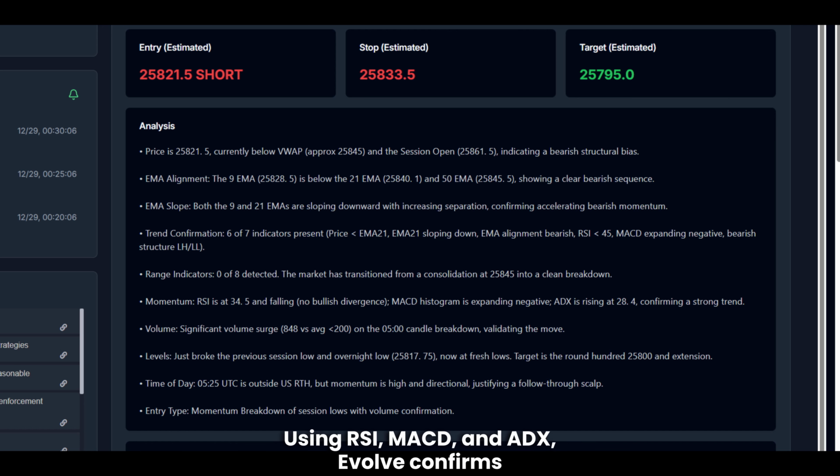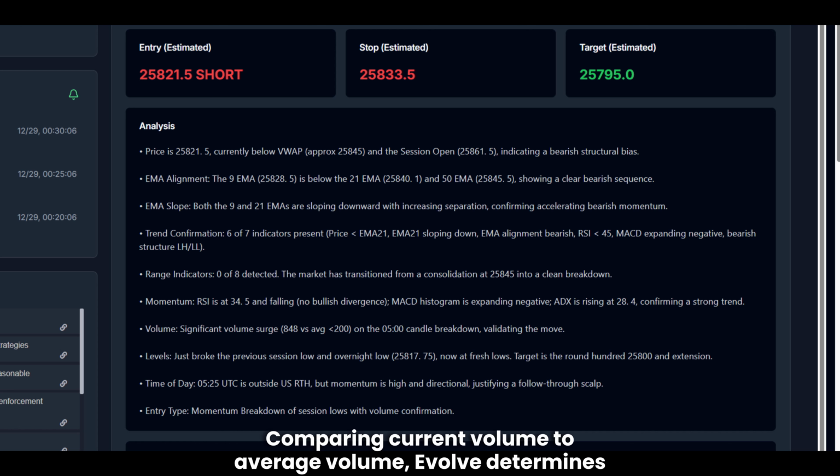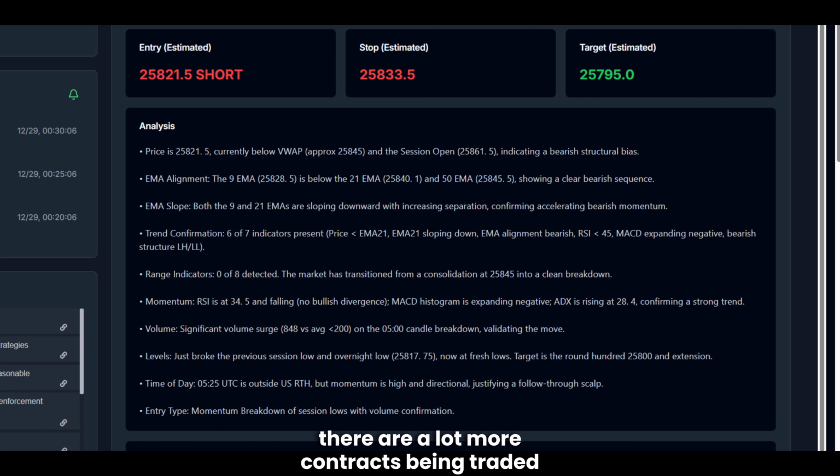Momentum. Using RSI, MACD, and ADX, Evolve confirms that there is a strong bearish movement. Volume. Comparing current volume to average volume, Evolve determines there are a lot more contracts being traded than average, giving a strong bearish indication. Levels. Looking at the previous session low and overnight low, Evolve determines the market has reached new lows.